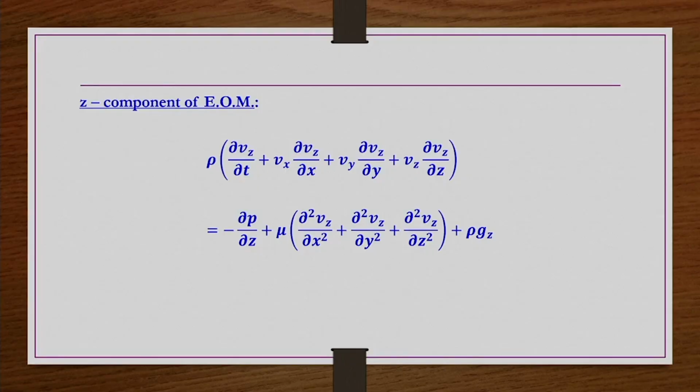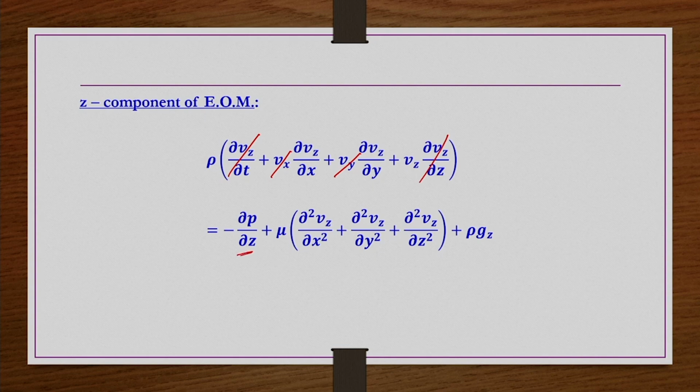So now what do we do? We simplify the equations of motion, the different components of the equation of motion. Start with the z component. The z component equation of motion in Cartesian coordinates is this one. Here, steady state, this term is 0, Vx is 0, Vy is 0, and Vz is not a function of z, it is a function of y only. By fully developed flow also, ∂Vz/∂z equals 0, because the plates are long enough so that end effects are negligible, that is given in the problem statement.